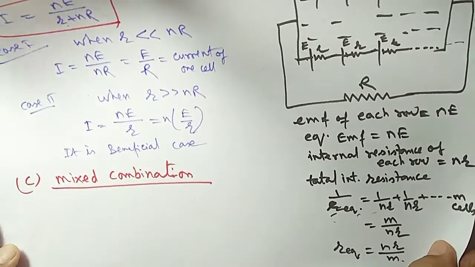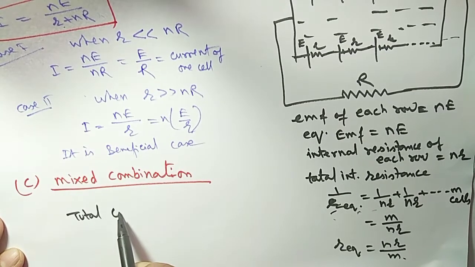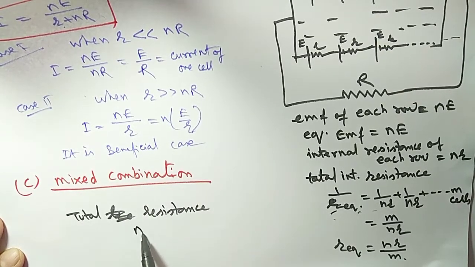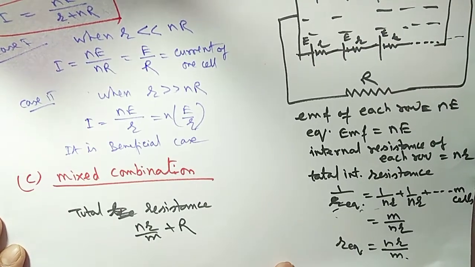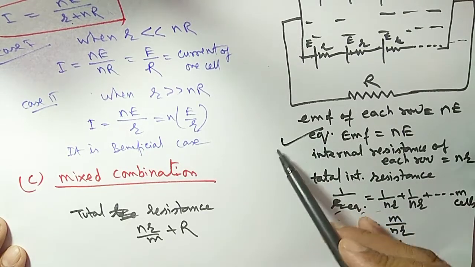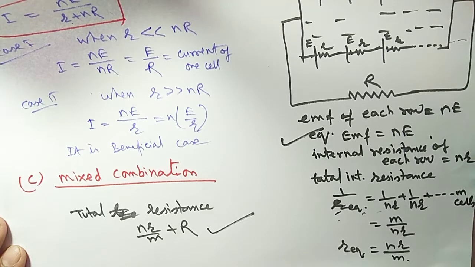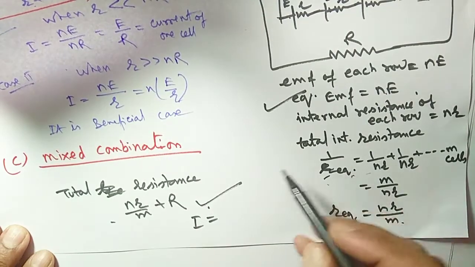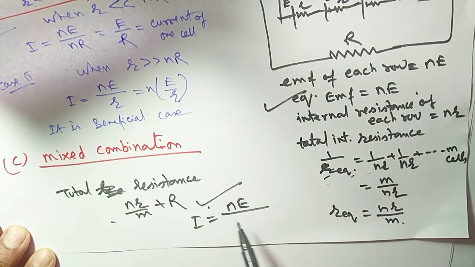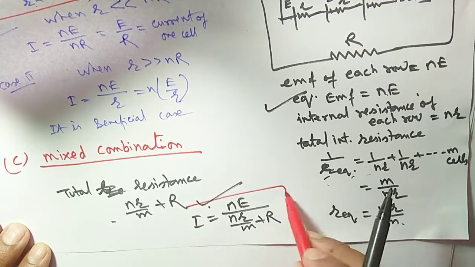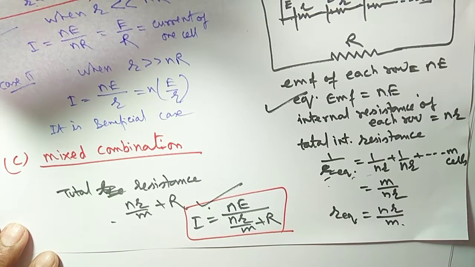So what will be the total current? Total resistance is equal to R plus capital R. Now to find the total current, total current is equal to total EMF of the circuit upon the total resistance, nE upon nr plus R. So I is equal to nE upon nr upon m plus R. This is the total current in this combination.